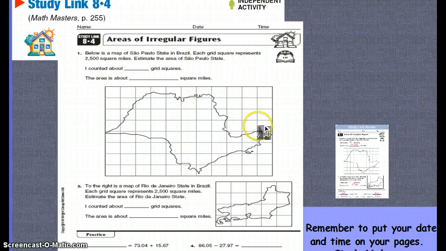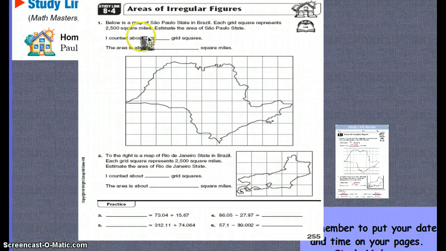I want you to read the directions carefully, and it's telling you that below is a map of Sao Paulo State in Brazil. Each grid square represents 2,500 square miles, so you need to estimate the area of the state. So about how many grid squares are you going to count? This is where you need to go through, and all I'm going to do is start you out here.